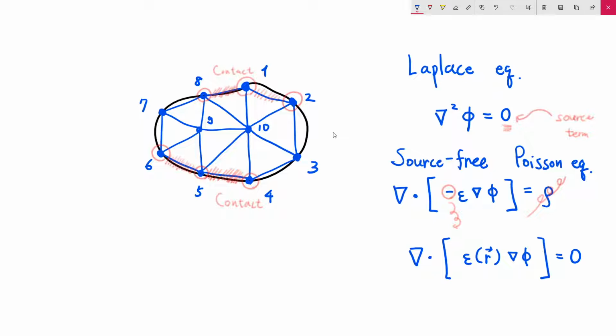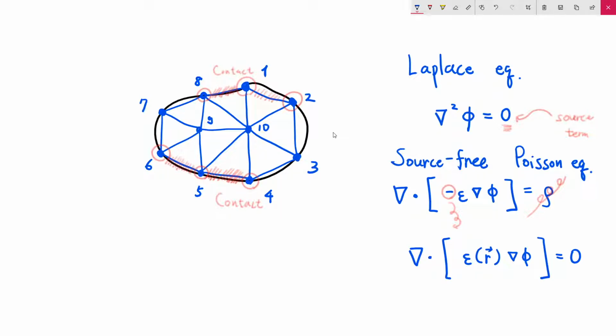Okay, so do you have any question about the source-free Poisson equation? If you are still curious about it, then I have prepared many previously recorded lectures or videos for this source-free Poisson equation. You can easily understand its meaning.